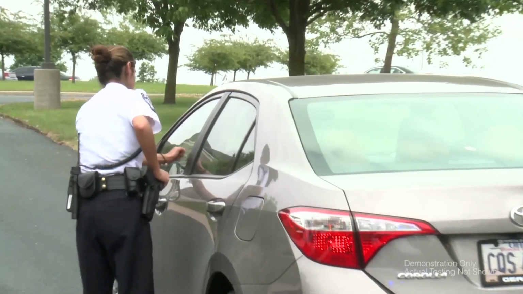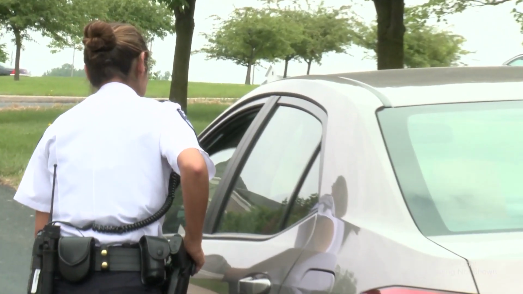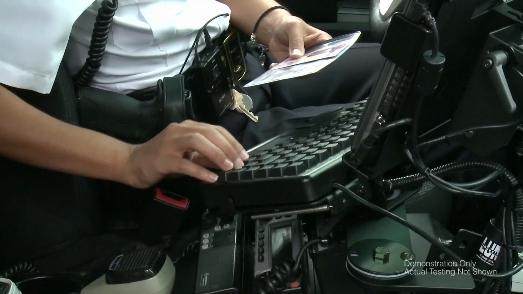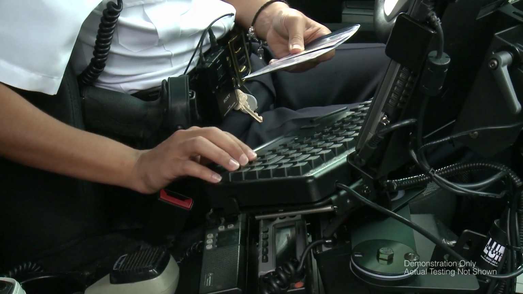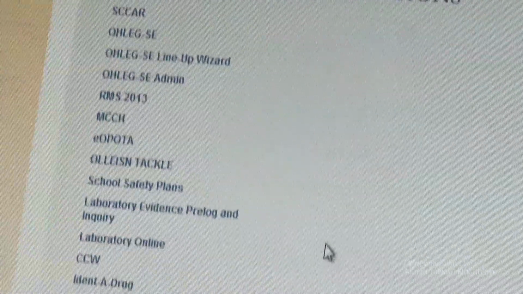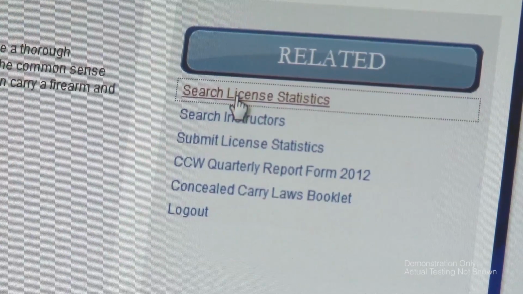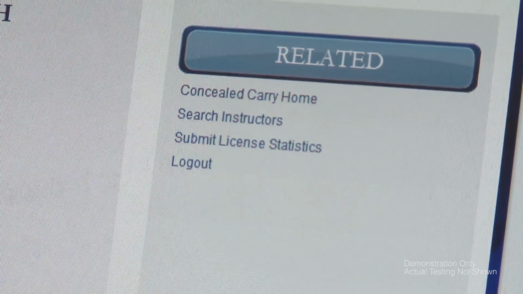Some of the other databases that our officers actually utilize is the RMS system, which stands for Records Management System. They also have access to things like CCW, which is the Concealed Carry Permit, as well as a number of other databases that they utilize in the course of their work.